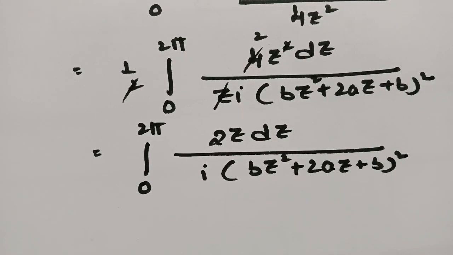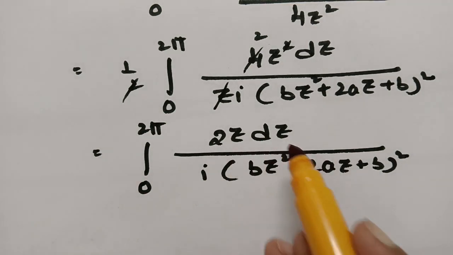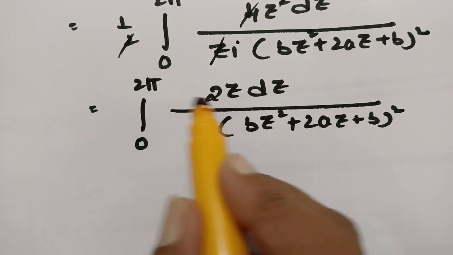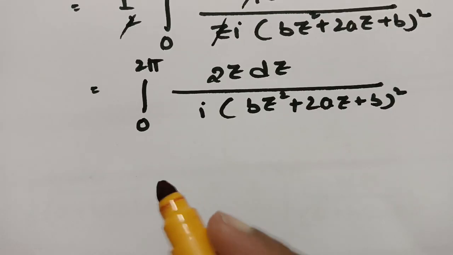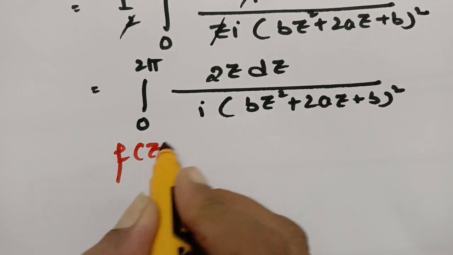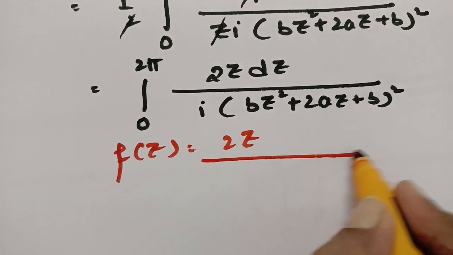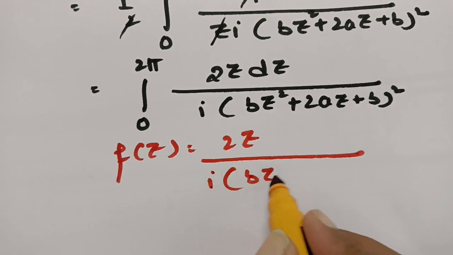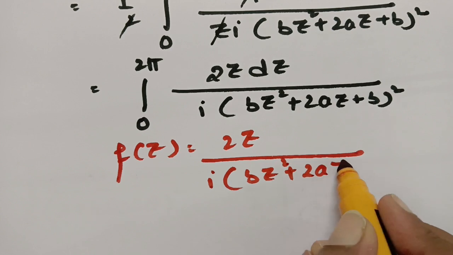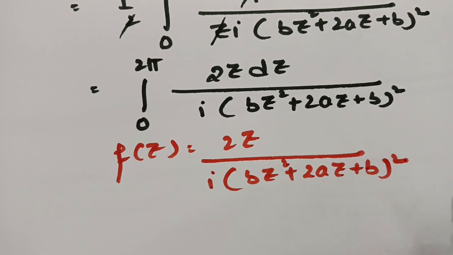Now what is our f(z)? So the value is nothing but the integral of f(z) dz, the remaining part being dz in between. So f(z) will be 2z by i times (bz² + 2az + b)².